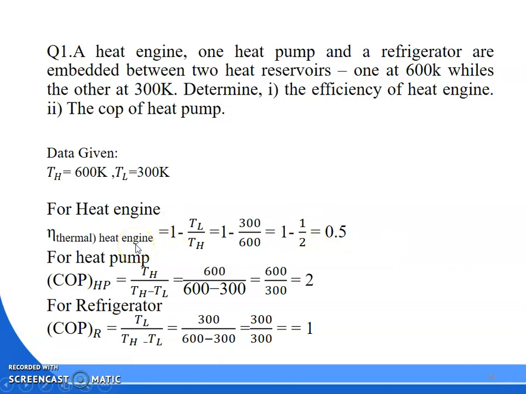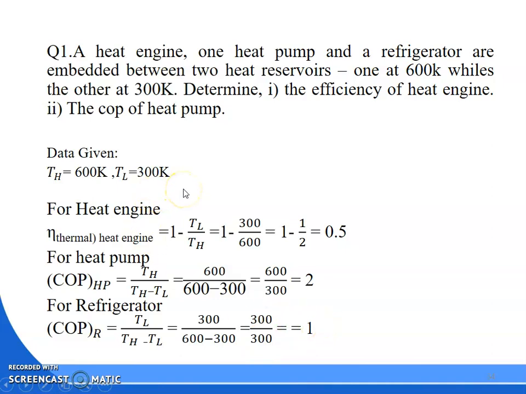Efficiency is unitless. Then the COP of heat pump. What is the COP of heat pump? It will maintain a high temperature, the desired output is the high temperature relative to the surroundings. So QH by QH minus QL, that is TH by TH minus TL. TH is 600 Kelvin, so 600 by 600 minus 300, that is 600 by 300, that is 2. Then for the refrigerator, COP of refrigerator is equal to maintaining low temperature, QL by QH minus QL, that is TL by TH minus TL. That is 300 by 600 minus 300, 300 by 300, which is equal to 1.